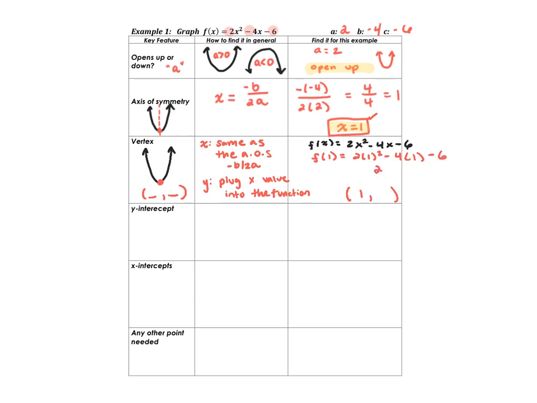And I will get 1 squared is 1, times 2 is 2, minus 4 minus 6. 2 minus 10 is -8. So -8. So my vertex is at 1, -8. It opens up. And my axis of symmetry is the equation x equals 1.